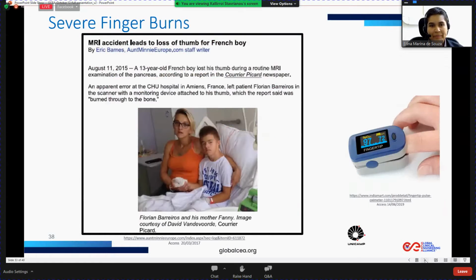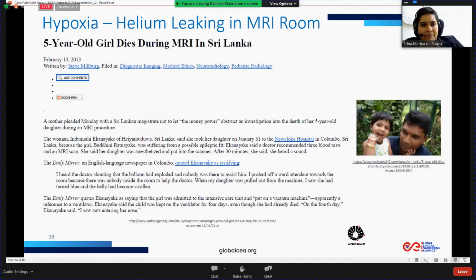Next, please. In this case, a boy lost his finger due to burn lesions caused by an MRI exam conducted with a monitoring device over his thumb. Again, heating effect. Next, please.